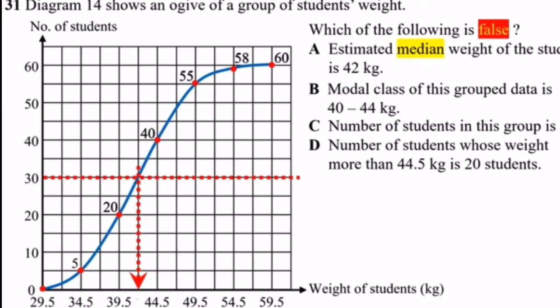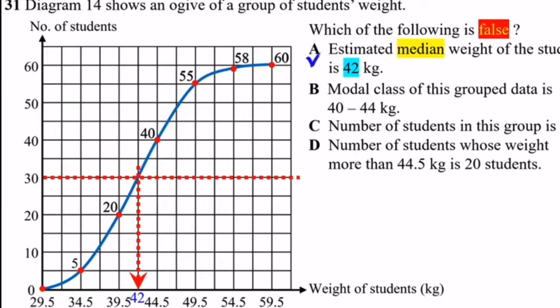Question 31. Diagram 14 shows an ogive of a group of students' weights. So the total number of students is 60. Half of the 60 is 30. The median is actually 50% of the sample, which is 60. Okay, 50% means 1 over 2 times 60, so 30 students have this weight.